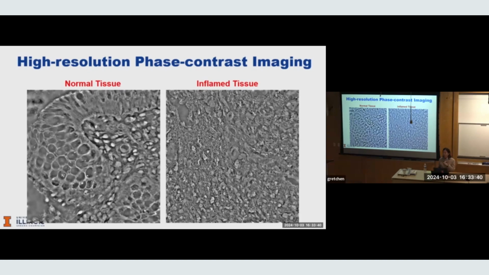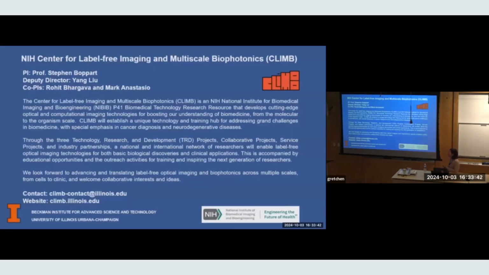So I want to take a few minutes to also advertise our center. This is part of the reason I moved to Illinois. Our center, CLIMB, is label-free imaging and multiscale biophotonics. It's one of the 3 optical imaging centers that are funded by NIBIB. The goal is really to establish a technology and training hub to address important challenges in biomedicine, either to enable basic biological discoveries or clinical application.